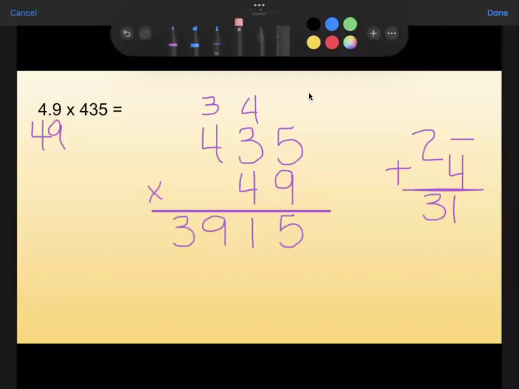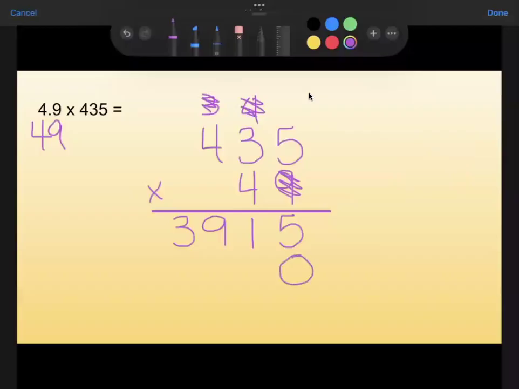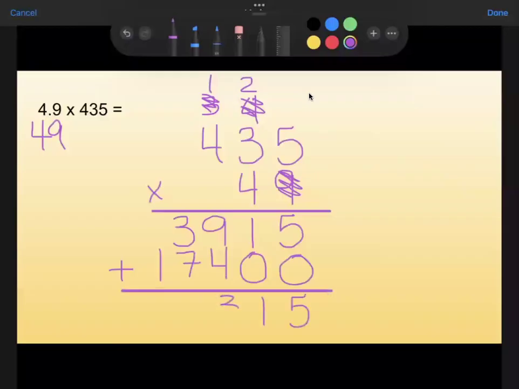Okay, now I'm going to go through. I'm going to erase this. I'm going to cross this off, cross these off, and add a 0 to show that now I'm multiplying by a number in the tens place. 5 times 4 is 20, so 0 here and 2 up here. 3 times 4 is 12. 12 plus 2 is 14, so 4 here, 1 up here. 4 times 4 is 16, plus 1 is 17. So 17 right here. Okay, so 5, 1, 13. Then 3 plus 7 is 10, plus 1 is 11, and then 2.